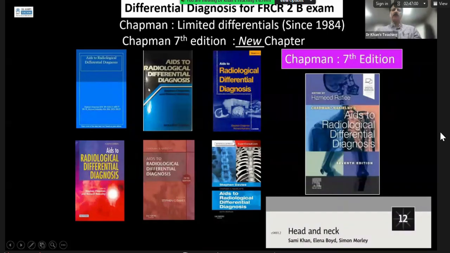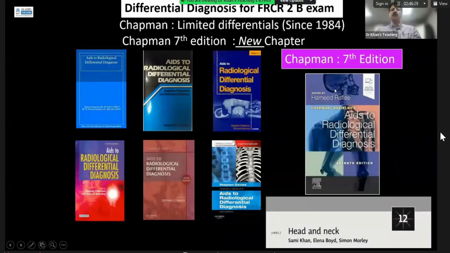So what happened was that, in 1984, you will be surprised that head and neck was lacking in this book. And it was just plain films, with things like internal auditory canal expansion, which were obsolete concepts. Somehow, they just carried on. And in the 7th edition, this has all been revised. So I recommend that you use it.